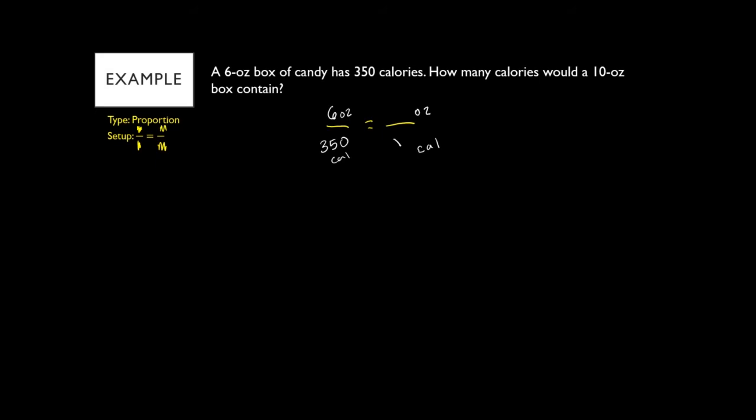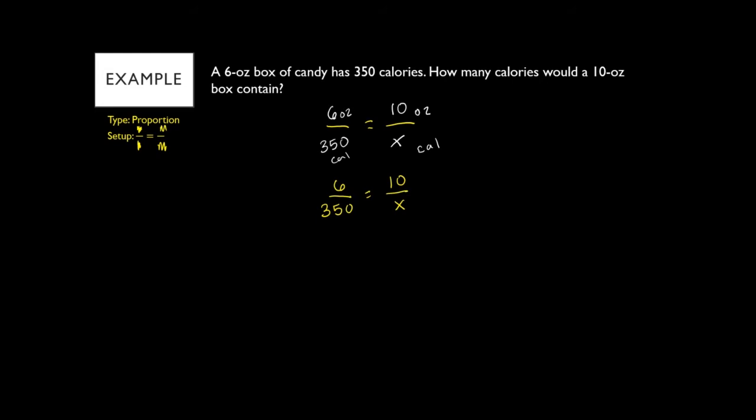The second sentence says how many calories. We don't know calories, so that's going to be our variable. You can use any letter you want, but typically we use X. And then we're given 10 ounces. So this is our proportion, and this is the equation that we're solving. If we leave off the units, we have 6 over 350 equals 10 over X. So that is the setup.